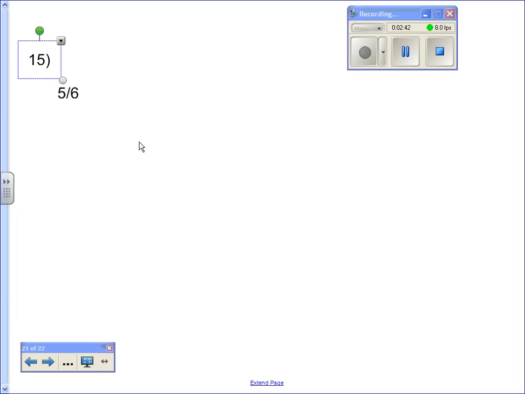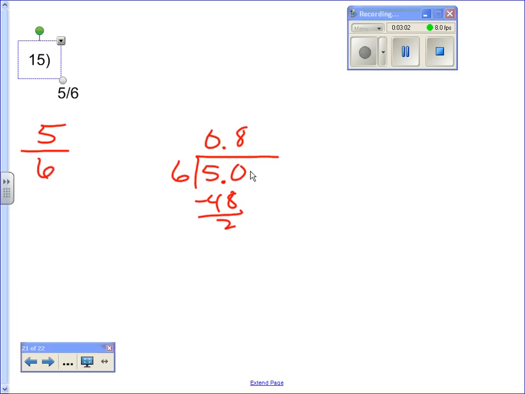So again, I'm going to divide. Remember, every fraction is a mini division problem. I'm going to divide 5/6. The bottom goes out, the top goes in. 6 doesn't go into 5, so I add a decimal. And 6 goes into 50 8 times. Minus 48 is 2. I add a 0 and bring it down. 6 goes into 20 3 times.